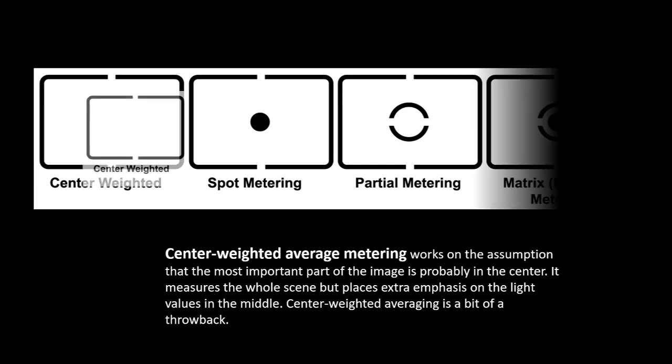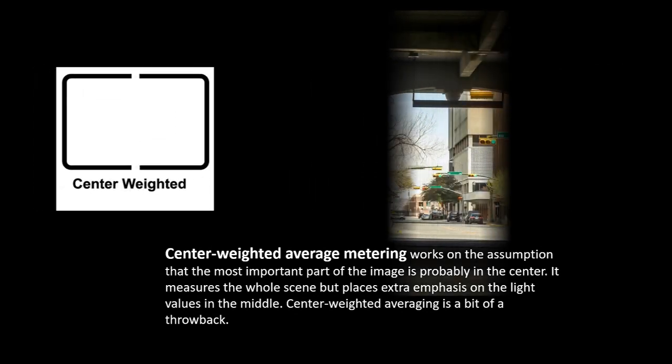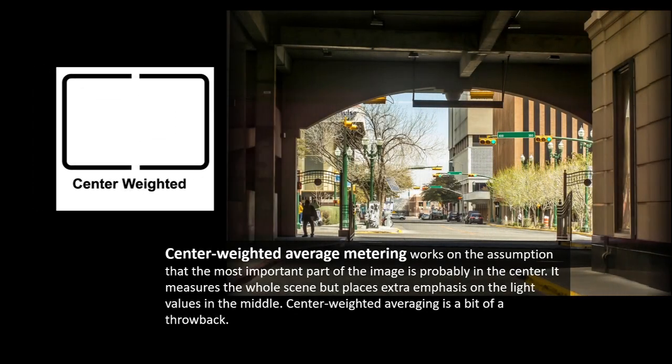Center-weighted average metering works on the assumption that the most important part of the image is probably in the center. It measures the whole scene but places extra emphasis on the light values in the middle. Center-weighted averaging is a bit of a throwback.